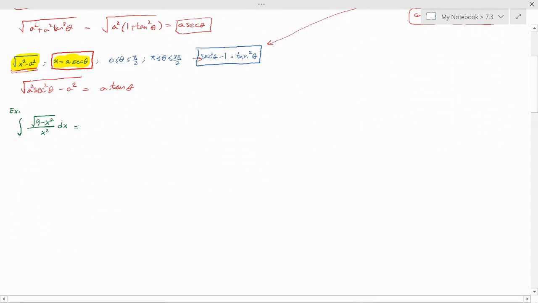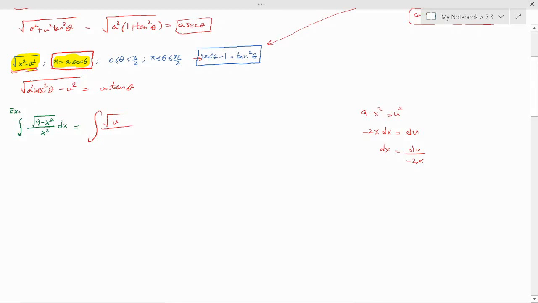What we knew before is that normally we would use this. If we say 9 minus x squared, we call it u, then negative 2x dx would be du, and dx would be du divided by negative 2x. If you do this, what we get is the integral of square root of u. Let's say call it u.